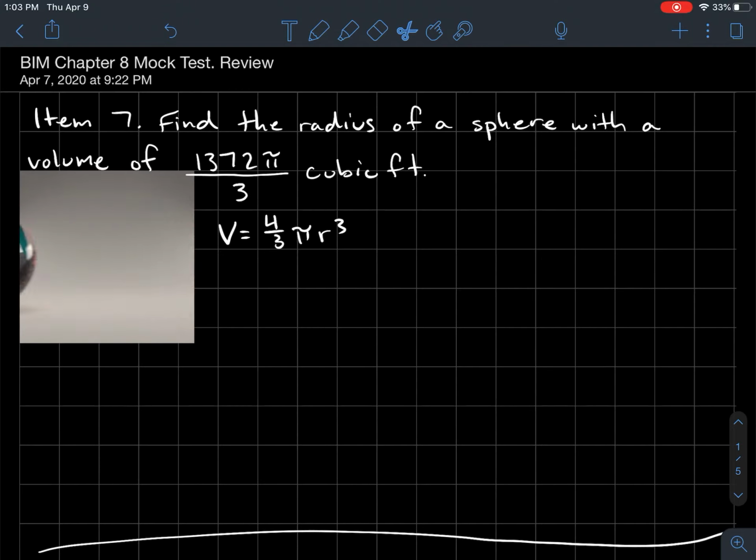This is going to be the beginning of the review for the Big Ideas Math Chapter 8 mock test. Again, we're calling it a mock test because we're not assigning official grades to it. We're just giving you learning opportunities. We're going to take a few of the questions from the mock test and just review them together.